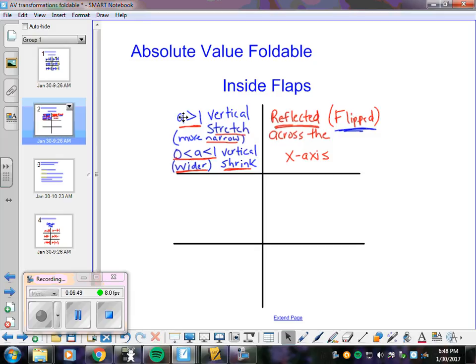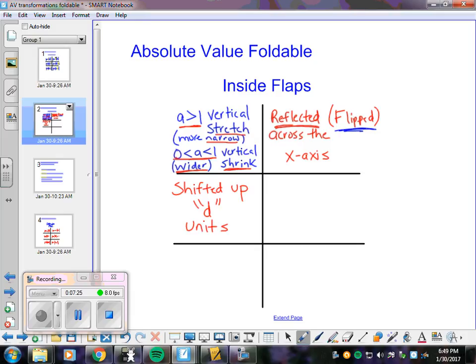Now we're going to talk about when absolute value adds D or you subtract D outside of the bars. So what goes inside these flaps? If you add D outside of the bars, you've shifted up D units. So however much D is, you've shifted it up because you've added outside the bars. So that's your second box inside the flaps.